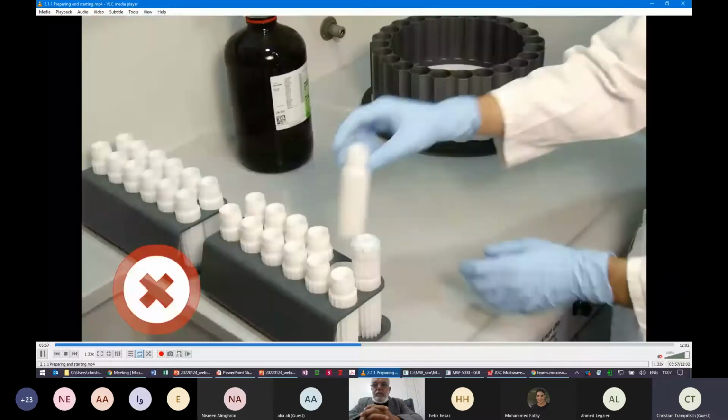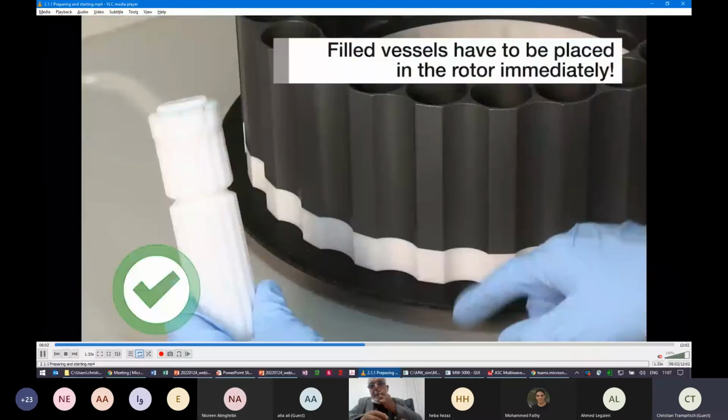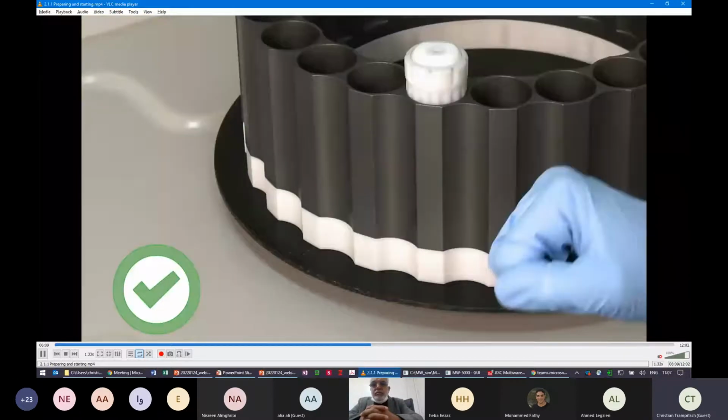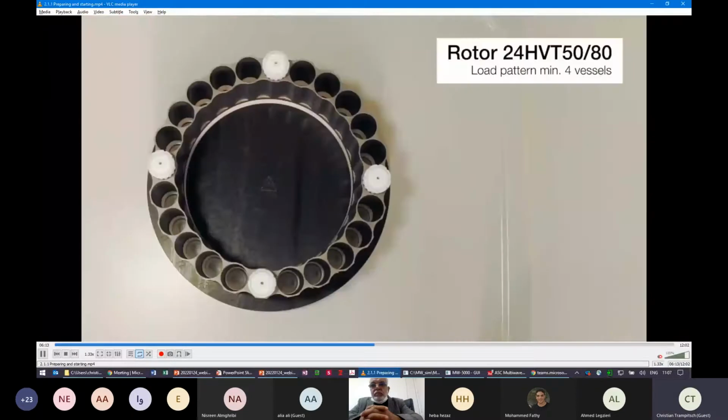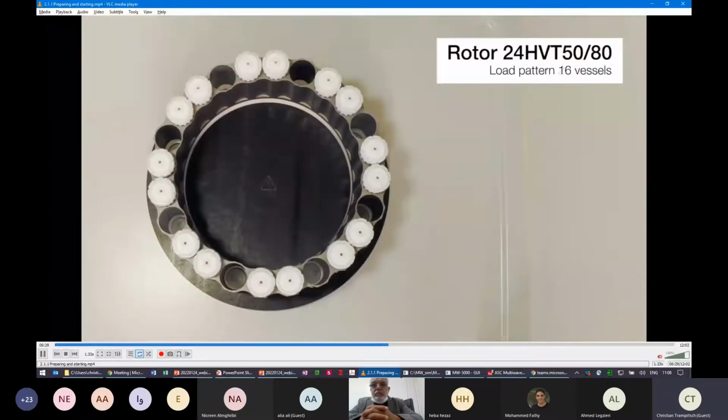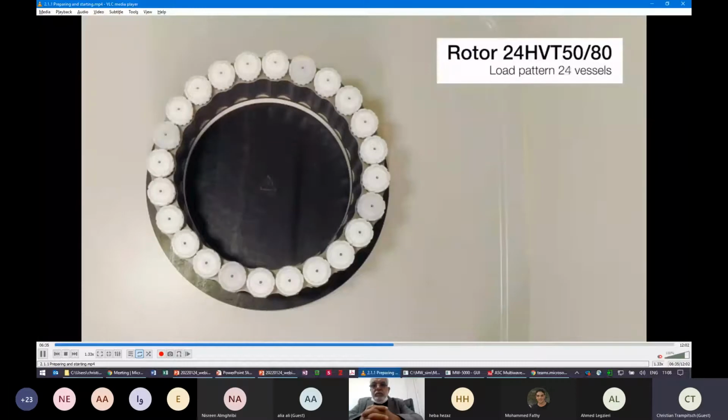Don't put the vessel back into the rack, put it into the rotor. The reason is that the Teflon vessel is just a pressure vessel in combination with the rotor. It's not stable when it's outside. If you have an exothermal reaction outside, the solution can get hot and soften the vessel, and then the vessel will not fit into the rotor again. So once it's closed, put it into the rotor.